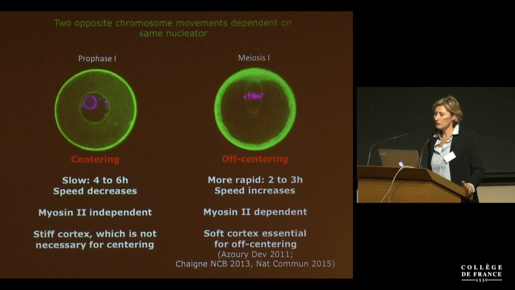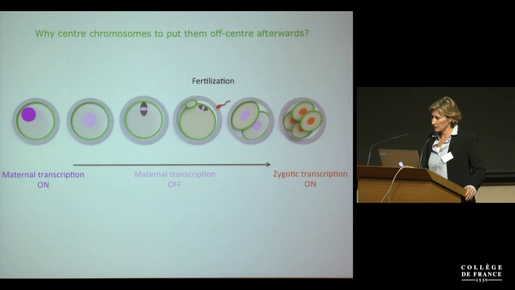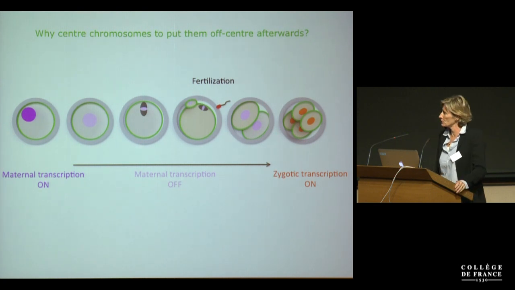And so we would like in the future to understand how this is feasible, how you can reuse the same nucleators, but allow completely opposite motions and give different properties to the mesh. But another aspect that we would like to understand, which is a bit less trivial, is why mammalian oocytes bother to put their nuclei at the center just before they go, like 1 hour later, to put them off center in order to allow this extremely asymmetric division that permits the oocyte to preserve its maternal store.